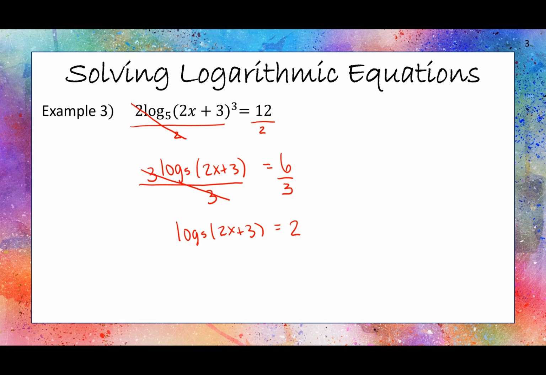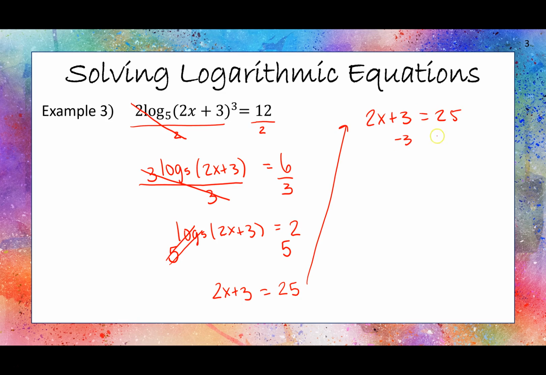All right, at this stage you say, what log base do I have? And you have a log base of 5. So I'm going to take 5 raised to the power of both sides. These cancel, and I'm left with a 2x plus 3. And I know that 5 squared is 25. That's 5 times 5. All right, so rewriting this, 2x plus 3 equals 25. Subtract 3 from both sides. 2x is equal to 22. Divide by 2, x is 11.